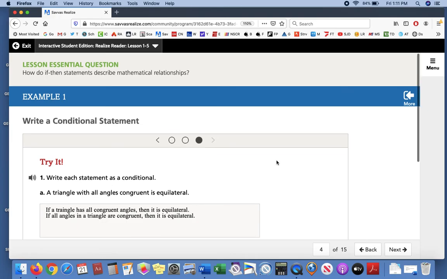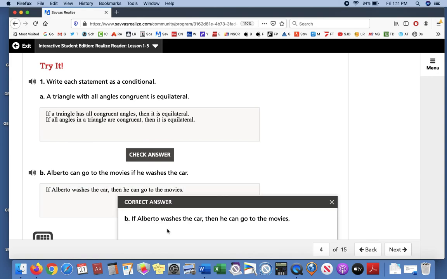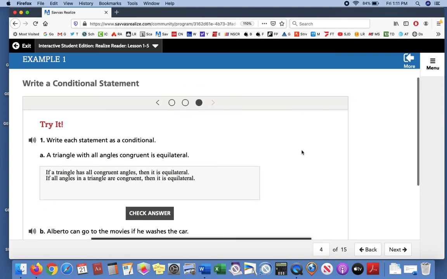I'm feeling really confident about that one. Notice I didn't use the word he. If he washes the car, then it's better to have the pronoun in the second part than in the beginning. You want to use his actual name here. If Alberto washes the car, then he can go to the movies. Let's see what they wrote. If Alberto washes the car, then he can go to the movies. Nailed it. Feeling good.